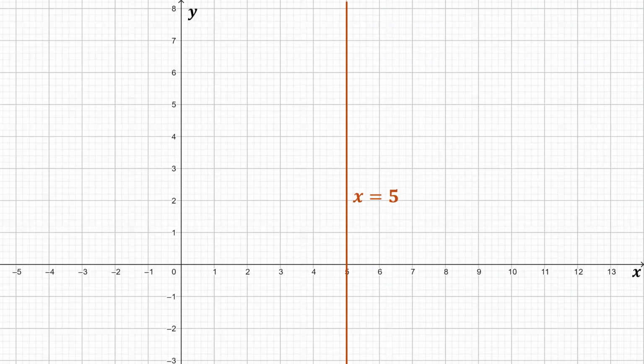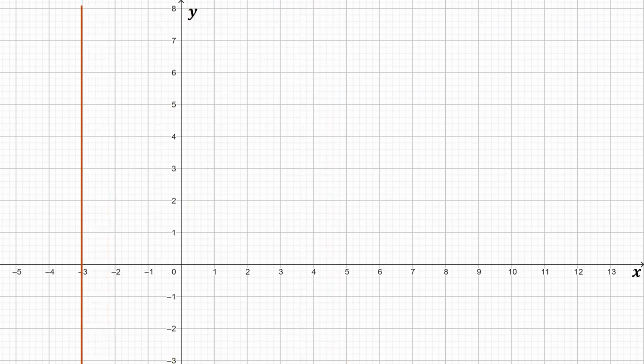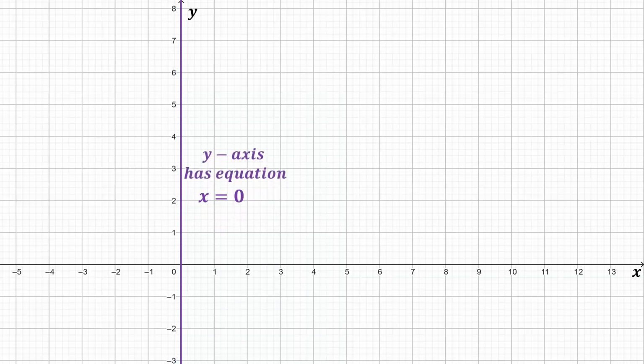Let us now place the line at x is equal to minus 3. Therefore, the equation of this line will be x is equal to minus 3. If the line is placed at x is equal to 0, that is, the vertical line is crossing the x-axis at 0, the equation is x is equal to 0. But observe, dear students, that this vertical line is also the y-axis. Therefore, y-axis has equation x is equal to 0.